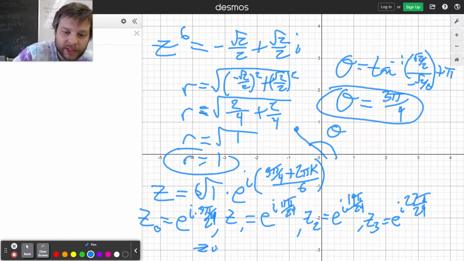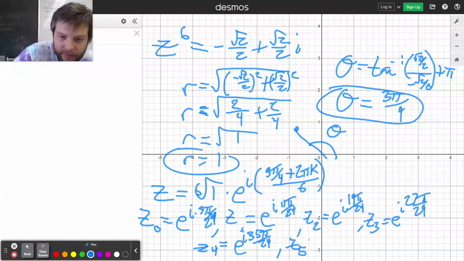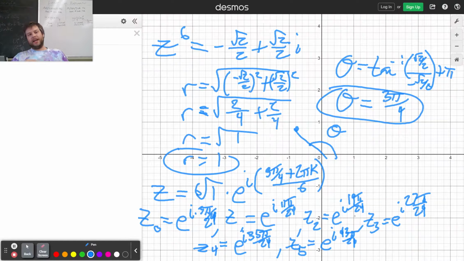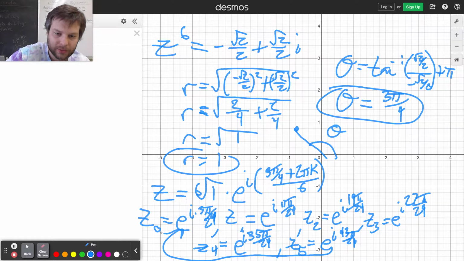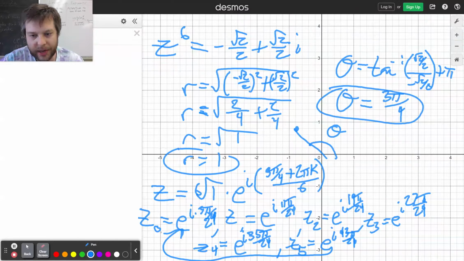Almost done. Z4 would be adding another 8 pi over 4. So we get i times 35 pi over 24. Z5, the last one, e to the i times 43 pi over 24. And it may not be obvious, but if I added one more copy of 2 pi, it would get me back to this original value, because adding another 8 to 43 gets you to 51, and 51 pi over 24 is the same as 3 pi over 24 if you subtract a full circle, which is 48 over 24.